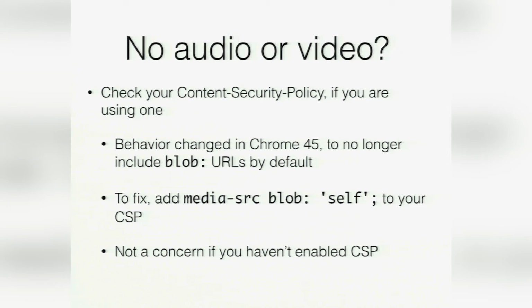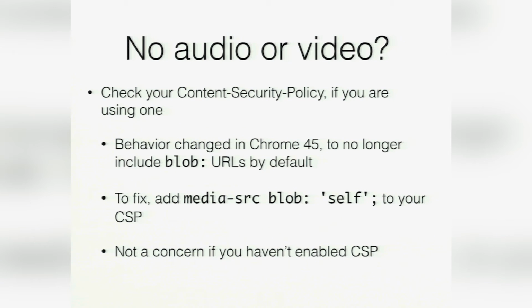If you are using CSP, then there is a media source line you can add. You just add blob to your media source line, and then that will allow blob URLs. So the blob URLs are the ones that are created from the WebRTC connections for media endpoints. And like I said, if you've never heard of CSP, then you're probably not using it, and this isn't an issue.